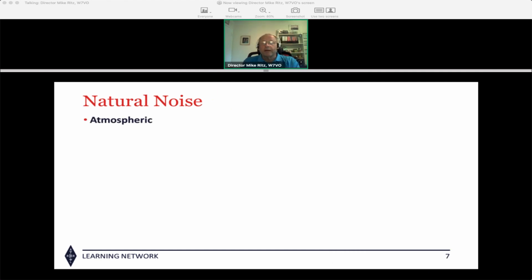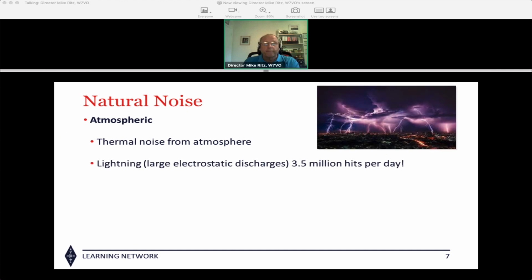So let's talk a little bit about atmospheric noise. Atmospheric noise can be thermal noise just from our own atmosphere. Because of the electrons and the atoms moving through Earth's magnetic field, that can cause thermal noise, or noise, coming to and affecting our propagation.